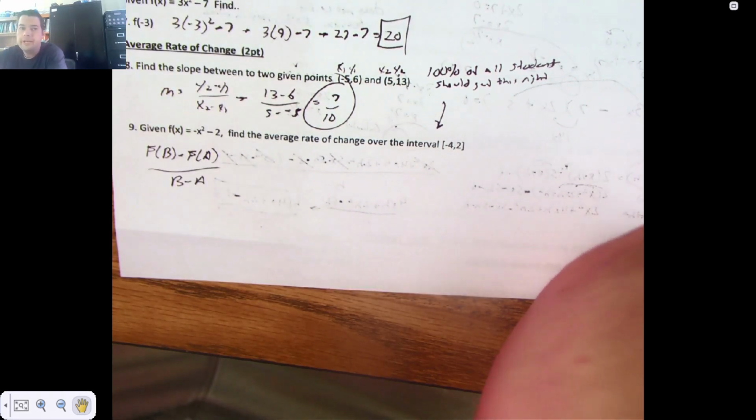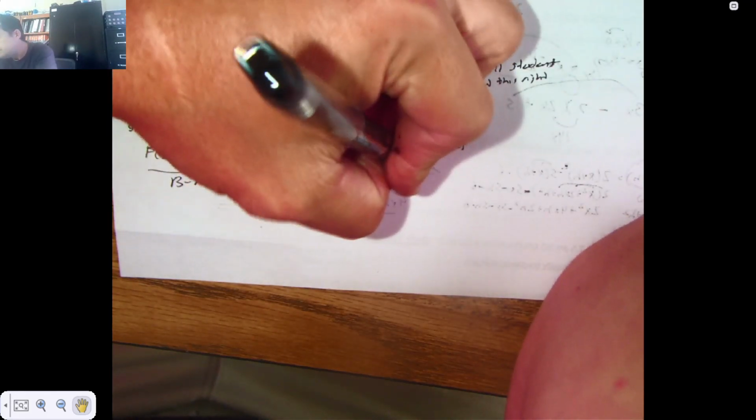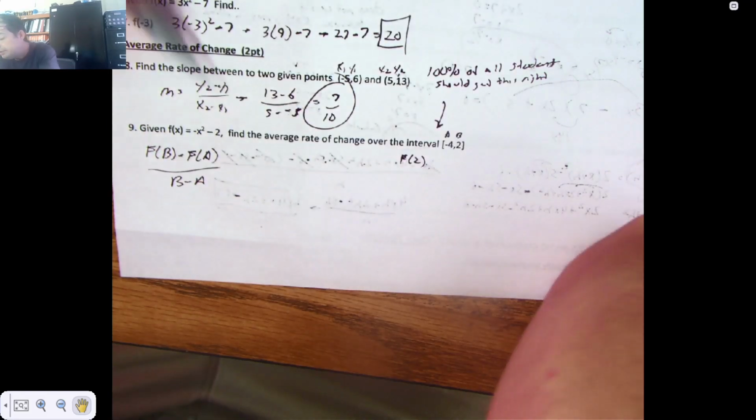I'm sorry you're scared by that thing. Go off to the side. This is A, this is B. Figure out what F of 2 is. I mean, you should be able to do that. F of 2 is, look at the symbolism. There's a negative symbol. There's something that's squared. I'm plugging a 2 in. And minus 2.